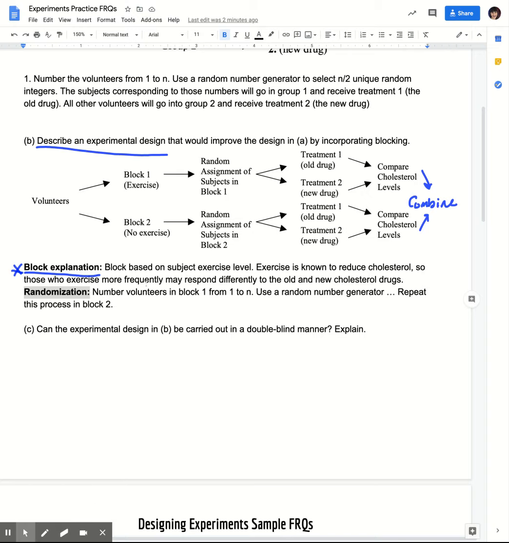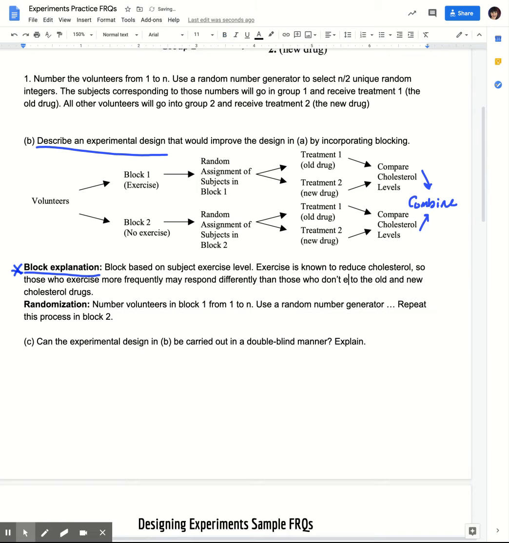So those who exercise more frequently may respond differently than those who don't exercise often. Right, so I want to make sure I'm using the comparative language to compare the two blocks, okay? And then the other thing that you have to make sure that you include is your explanation of the randomization, okay? So up here in your diagram, what you would do is just put a little asterisk so that the AP readers know where to go, right?